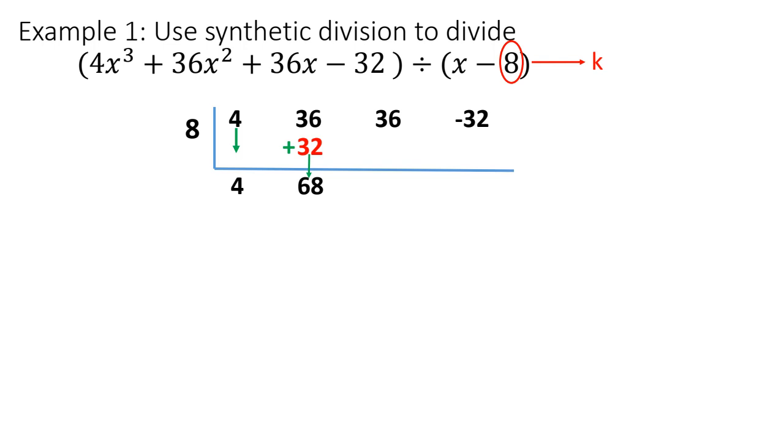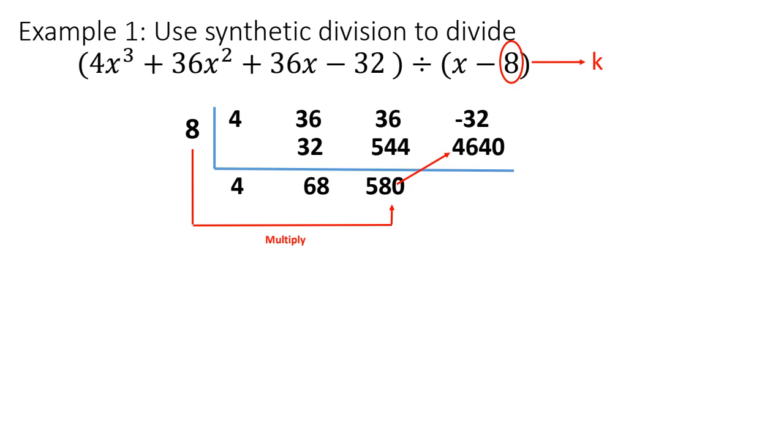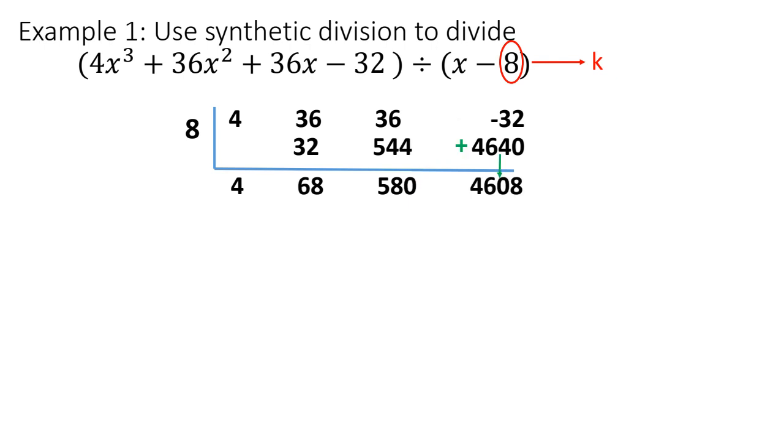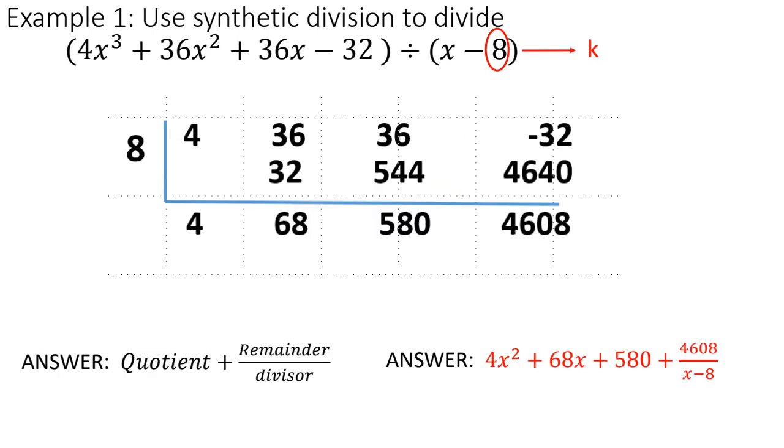And then I do the process again. 8 times 68 gives me 544. I add 36 to that 544, and that gives me 580. Then I multiply again. 8 times 580 gives me a positive 4,640. And then I subtract now because I have a negative 32. This gives me 4,608. So again, what is this value here? This last one was my remainder.